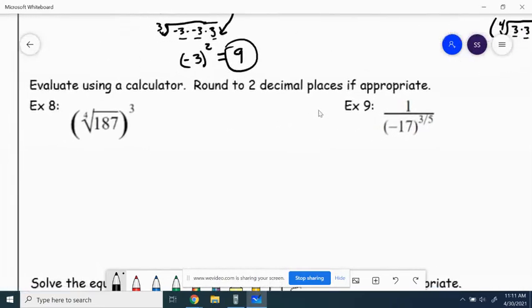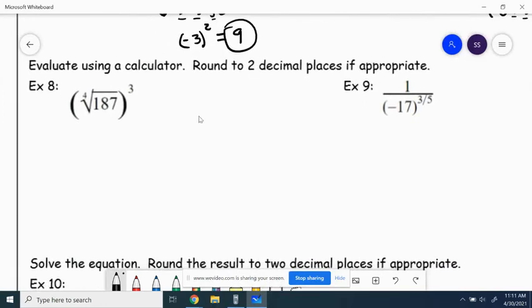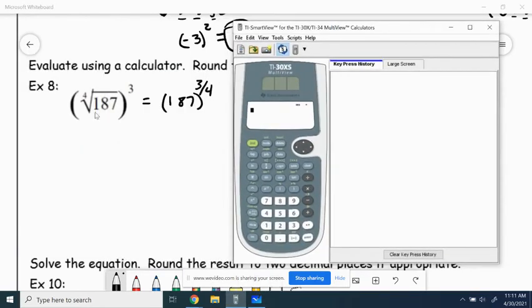All right. Next couple, we're just going to be using our calculator to evaluate. Round to the nearest 2 decimal places. Okay, so the nearest 100th. So I'm going to go ahead and convert this into a rational expression, and then we'll figure out both answers and show that they are equivalent. This would be the same as 187 raised to the 3/4 power. And so let's now pull up our calculator and show that we'll get the same answer.